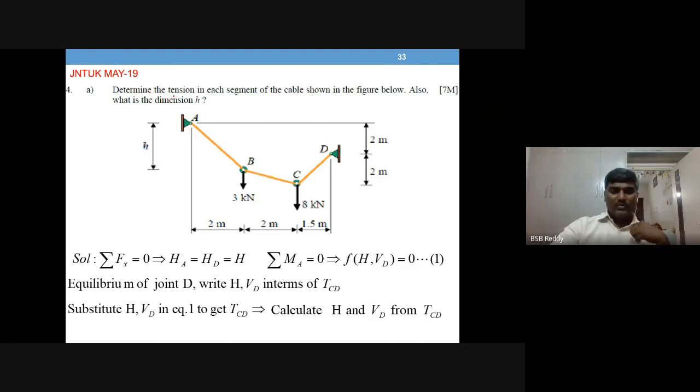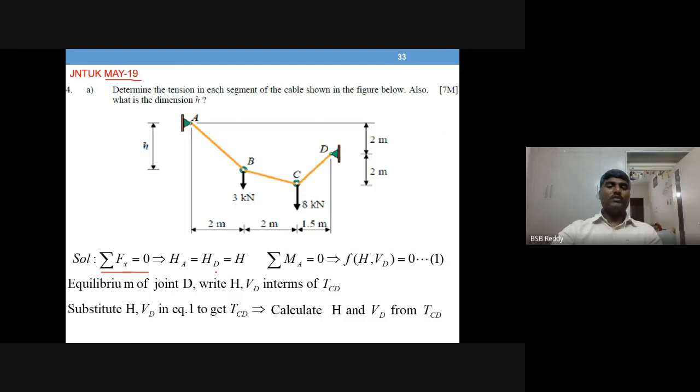Determine the tension in each segment of the cable shown in the figure below. Also, what is the dimension H? H also is required. There is some geometry given and some loads given. So 2 meters, 2 meters, and 1.5. And this is 2 meters here, 2 meters here. It is a very recent question, May 19, a 7 marks question. So let us see how you proceed for this.